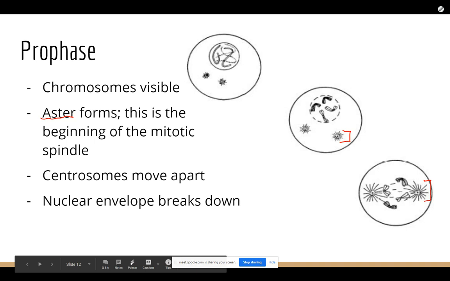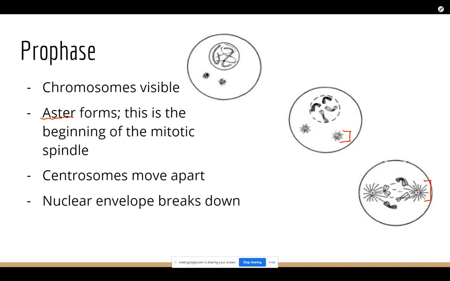The other thing that happens here is that the nuclear envelope breaks down. During the process of mitosis, these chromosomes need to be able to move within the entire cell, and so that membrane that surrounds the nucleus breaks apart, and those lipids are then just in the cytoplasm so that they can be reused again later. Questions on this part?